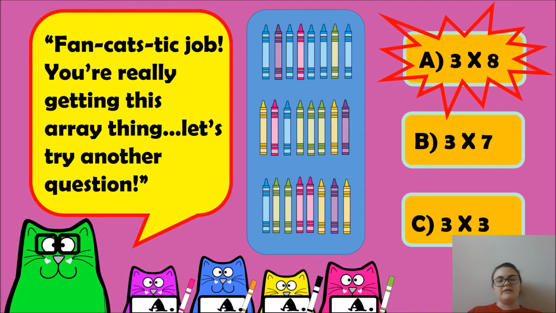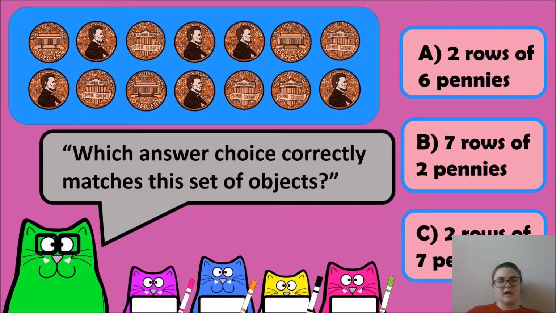Let's try another question. Which answer correctly matches this set of objects? What are these objects, by the way? I know you've learned them with me. These are pennies. Good job. So, which answer choice correctly matches this set of pennies? A, 2 rows of 6 pennies. B, 7 rows of 2 pennies. Or C, 2 rows of 7 pennies. I'm going to give you a minute to think and decide. You cats better be thinking too.